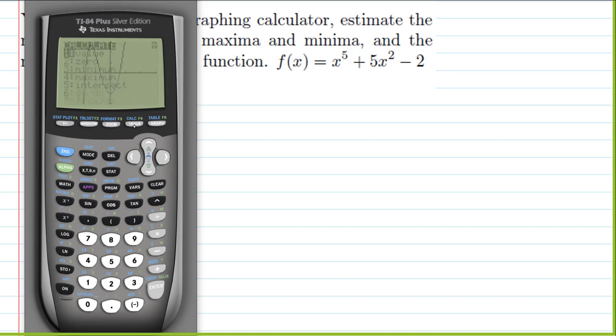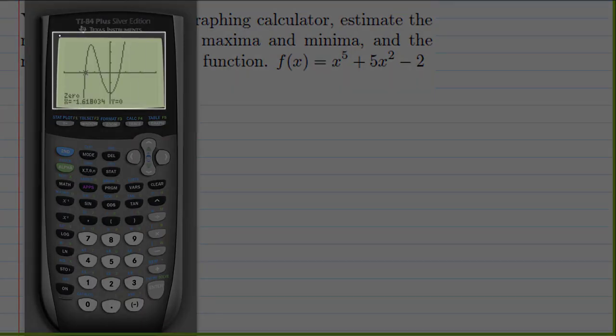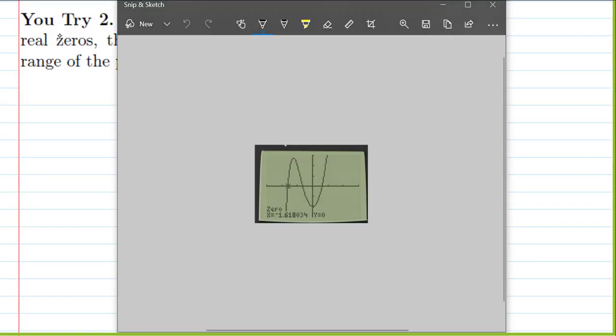So we go second, calculate, and go 0. We're going to have to move our cursor for a while till we're to the left of the smallest 0. Okay, so I'm finally to the left. I press enter. Then I move to the right, press enter, and then guess. And I get my first 0 is located at negative 1.6.